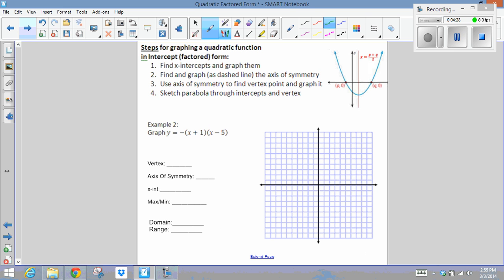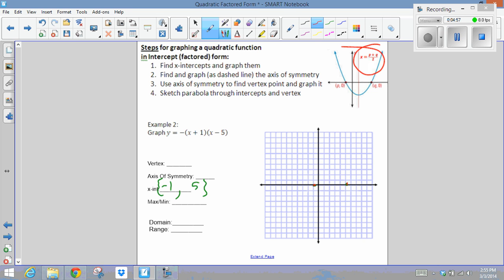The x-intercepts are going to be -1 and +5. So a -1 and 1, 2, 3, 4, and a +5 right there. I'm going to use my red. I think it's easier to see.